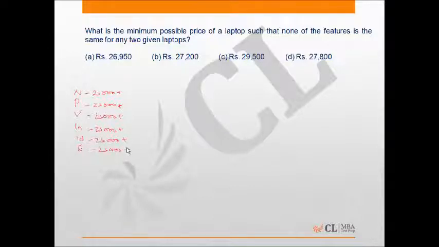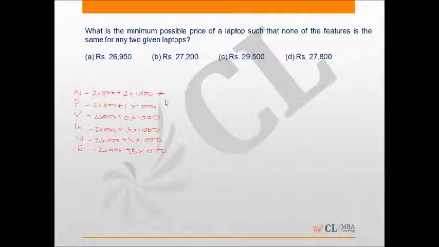Now quad core means two upgradations, that is from simple core to dual core and dual core to quad core. So the cost will be 2 into 1000. Dual core means one upgradation, so it's 1 into 1000. Simple core is no upgradation, so 0 into 1000. i3 is 3 upgradations, so 3 into 1000. i5 is 4 upgradations, 4 into 1000. i7 is 5 upgradations, so it's 5 into 1000.